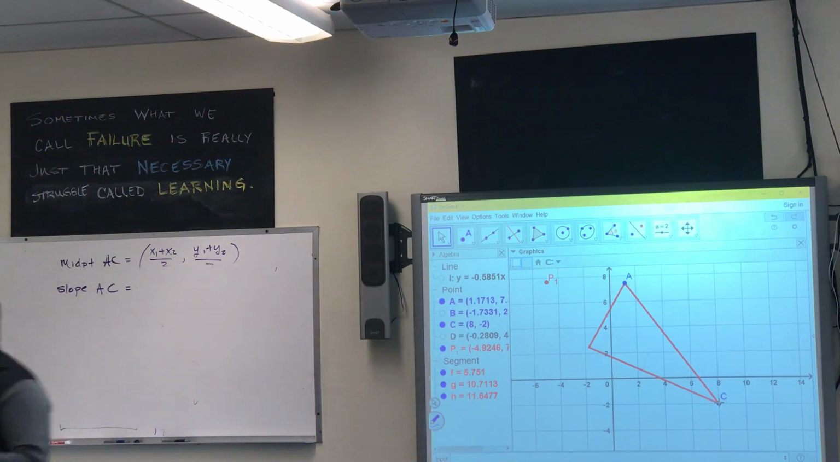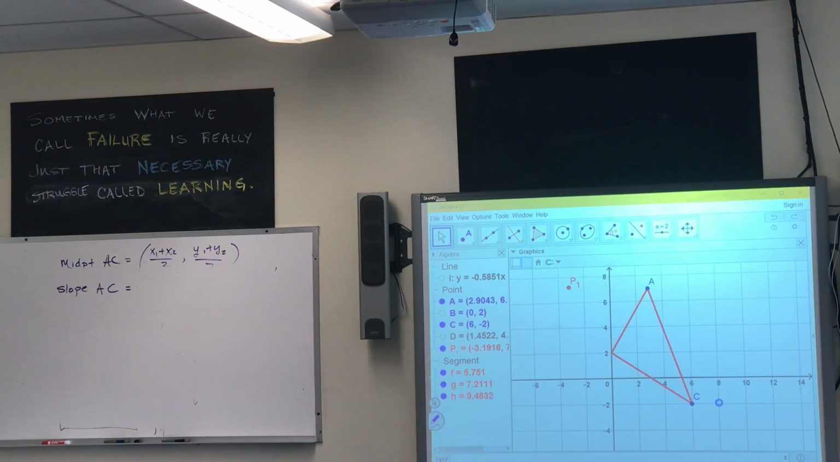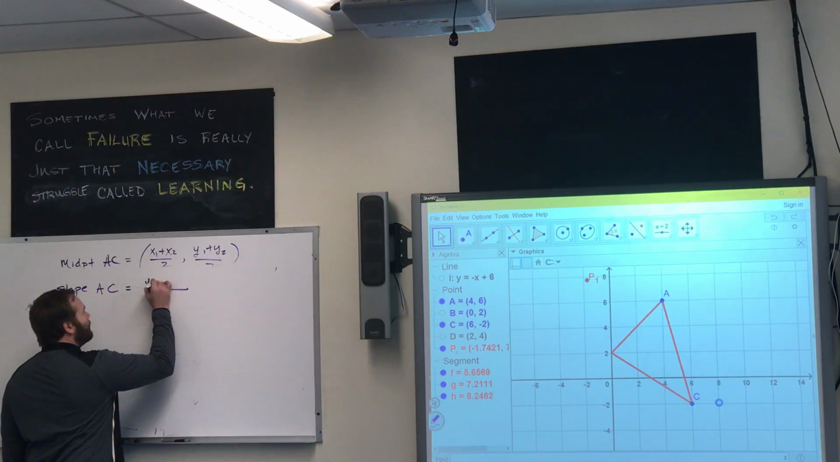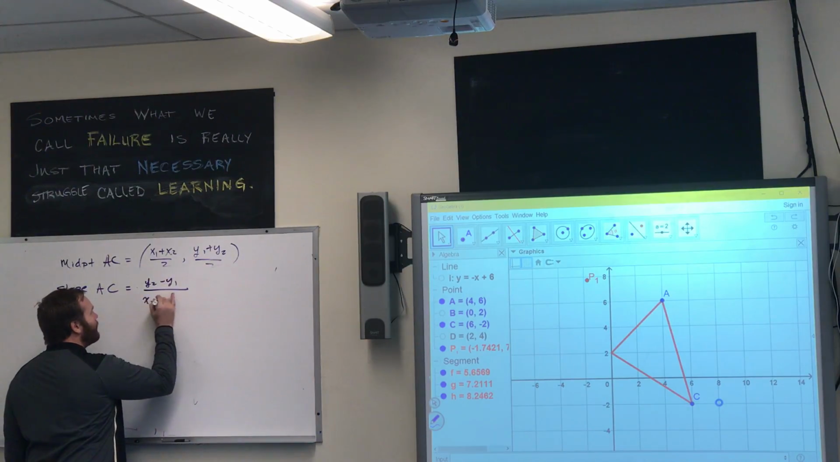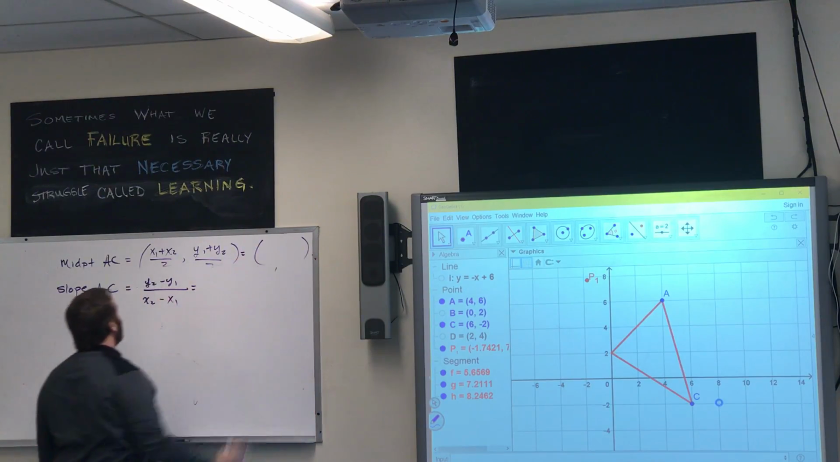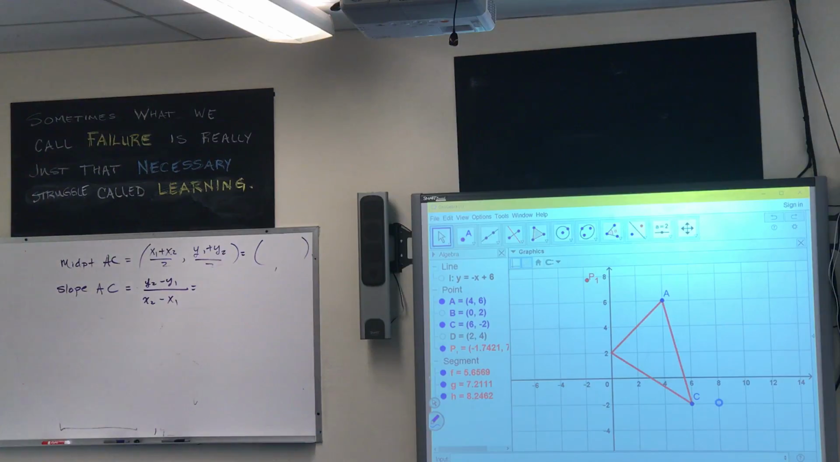So in class I'm always going to use the formula, because the formula is always the go-to thing when you can't count, when you can't use visual recognition to tell me what the slopes are. I want you to get comfortable with doing that. So the slope of AC is y2 minus y1 over x2 minus x1, right? All right, so take a minute, find the slope and the midpoint of AC.